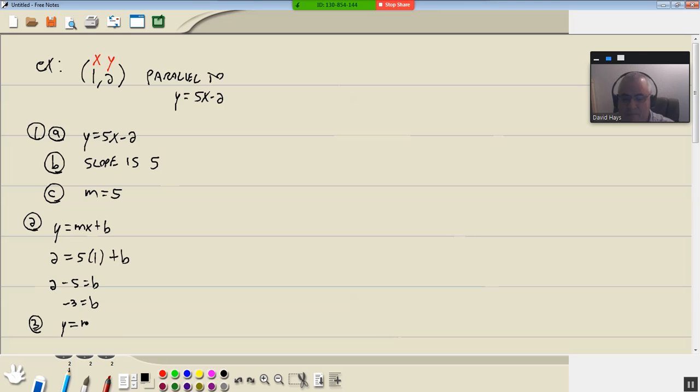Now step 3 is write our answer down. Plug in m from step 1c, which we said was 5. And plug in b from step 2, which we said was negative 3. And our answer is y is equal to 5x minus 3.